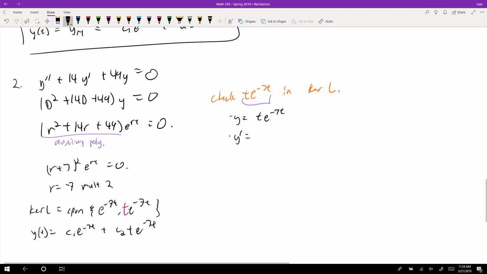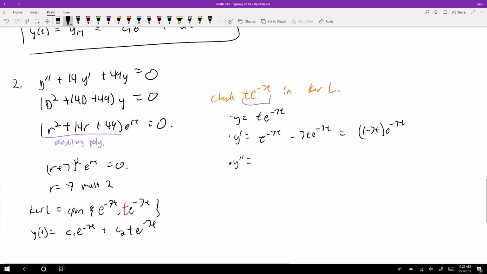So now y prime is equal to, using the product rule, e to the negative 7t minus 7t e to the negative 7t. Okay, I'm going to rewrite this as 1 minus 7t times e to the negative 7t. All right, so we're using the product rule here, and then now what? Y double prime is going to be equal to, so now you take the derivative of this guy, and so use the product rule again.